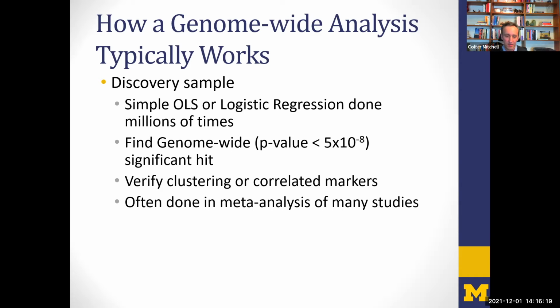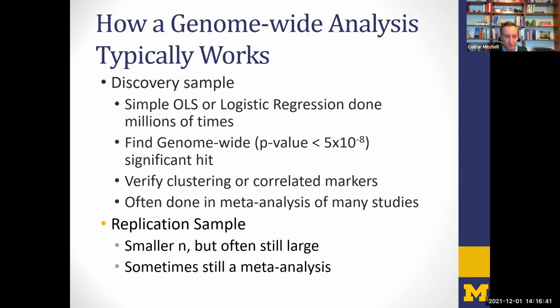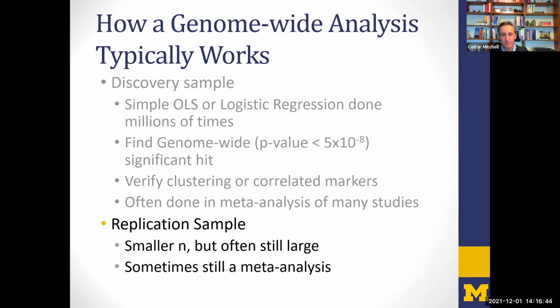We look at some other clustering and correlated markers. A key thing here is this is often done in a meta-analysis of not just one study. We wouldn't do a GWAS in CVFS alone. You would combine it with potentially dozens or even hundreds of other studies. And that's a meta-analysis of potentially hundreds of thousands to millions of people as well. And then there's a replication attempt in a separate external set of studies, with a smaller sample size, and that's also often a meta-analysis.